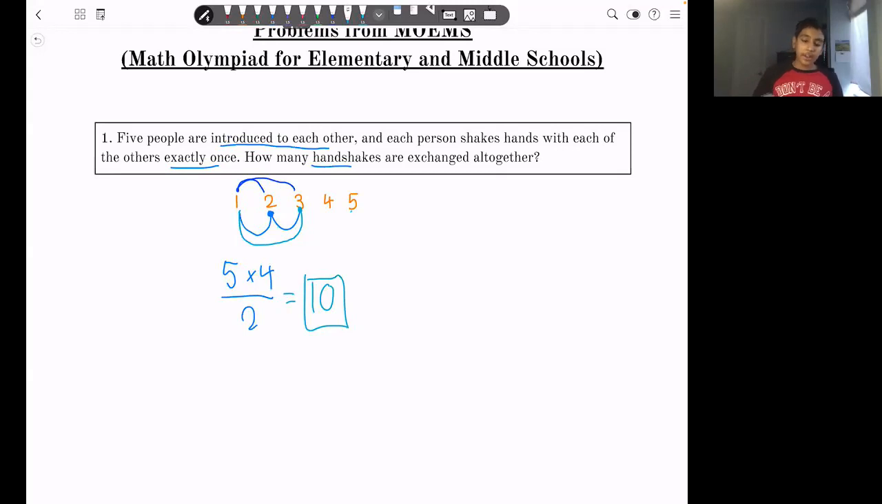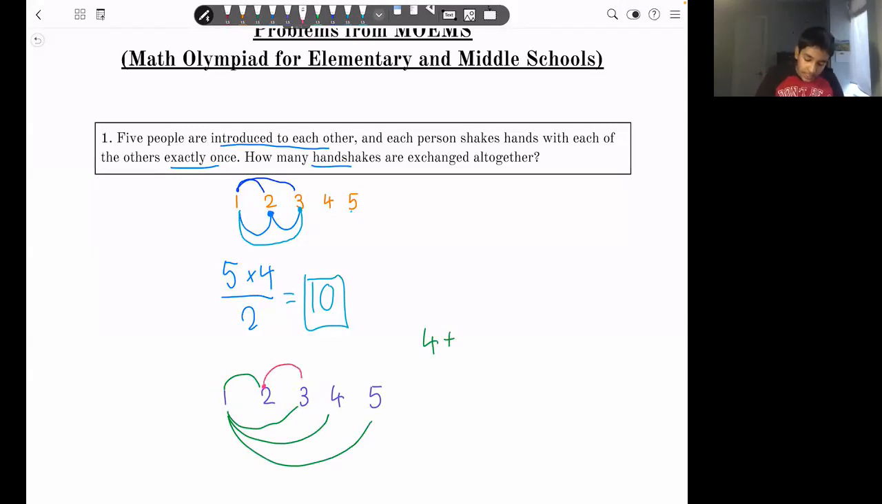And now I'm actually going to explain another method. And this method is that 1 will shake hands with 2, 1 will shake hands with 3, 1 with 4, and 1 with 5. So that's just 4 ways. And now 2, and this is like a different kind of approach. 2 will not shake hands with 1 anymore since we already shook hands with 1. Instead, the only new handshakes are 2 with 3, 2 with 4, 2 with 5. So that's plus 3. And then let me erase that now.